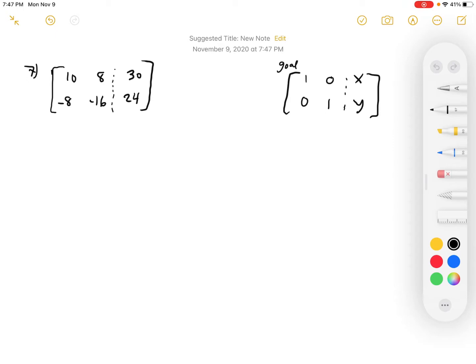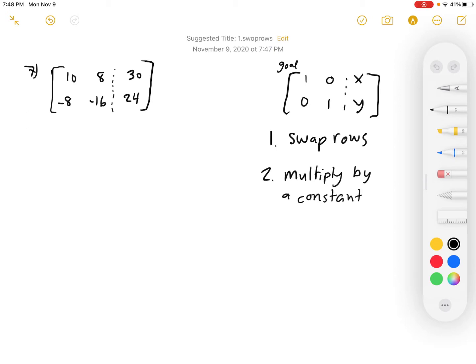And I'm just looking at it for a minute, and I don't see any immediate ones or zeros. So we've got to do a little bit of tweaking. A reminder, there's only 3 things we can do to these systems. One is swap rows. 2 is multiply by a constant. And 3, add them together and replace.